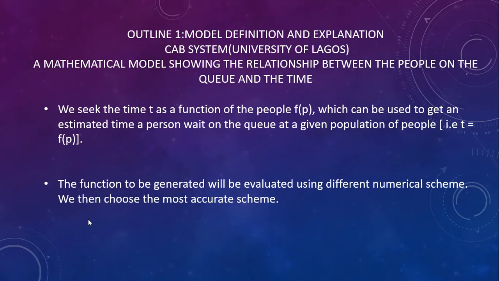So now, outline one, model definition and explanation. So we want to talk about a mathematical model showing the relationship between the people on the queue and the time. So what am I talking about? We seek the time t as a function of the number of people on the queue, which can be used to get an estimated time a person waits on the queue at a given population of people.